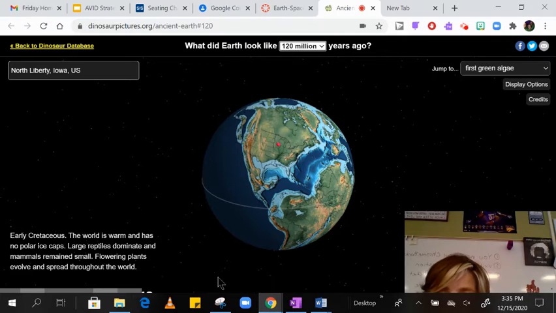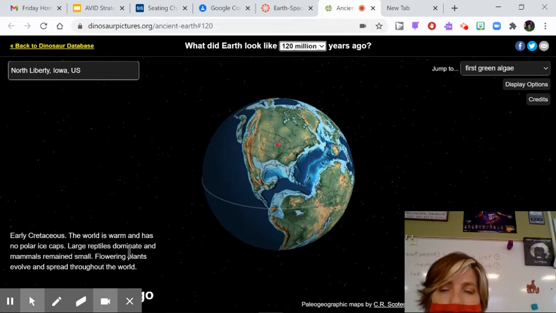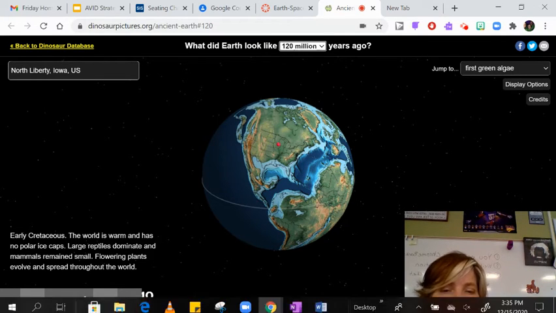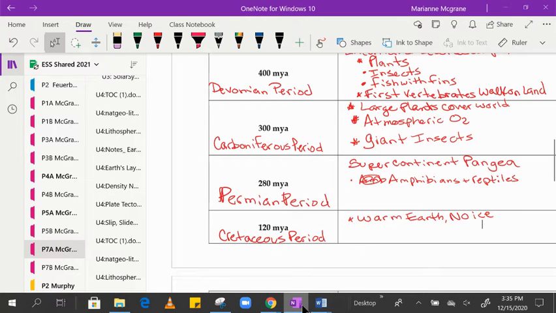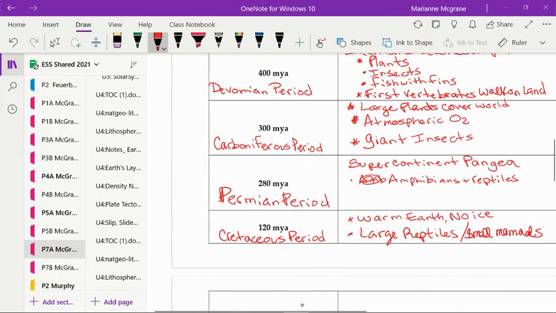Okay, let's go ahead and look at what else. Oh, we have large reptiles and small mammals. You are one of those, or your ancestors are one of those small mammals. So large reptiles, small mammals. I think there's two M's there. Is there two M's in mammals?